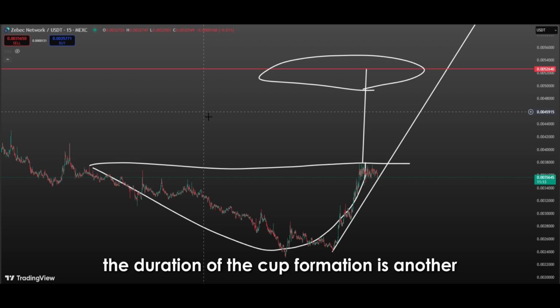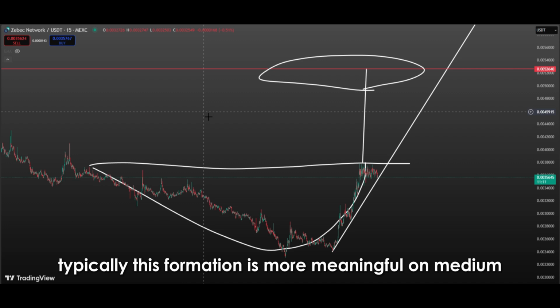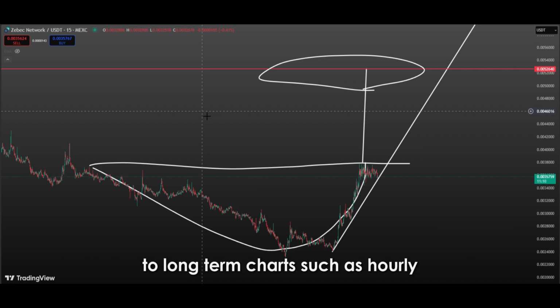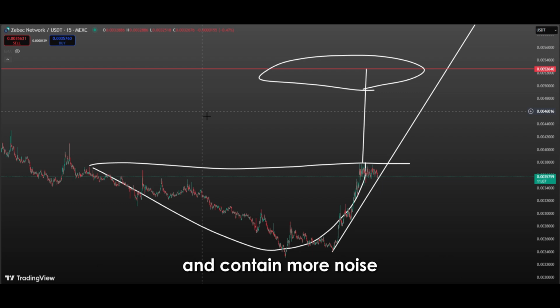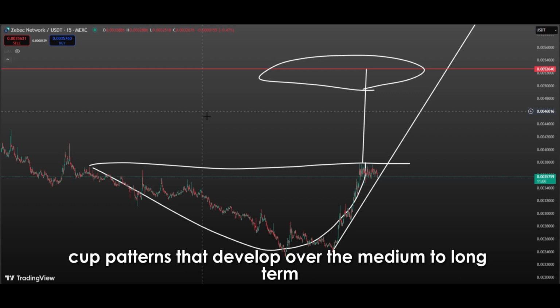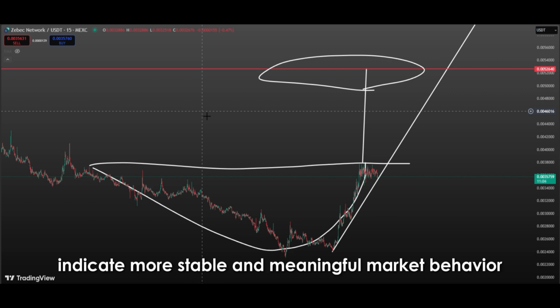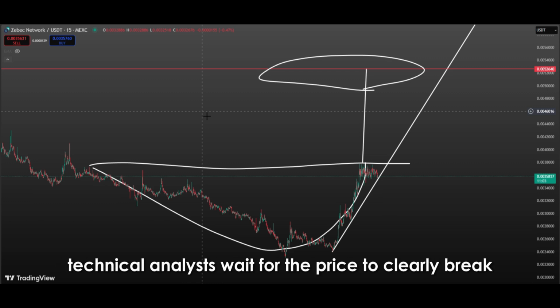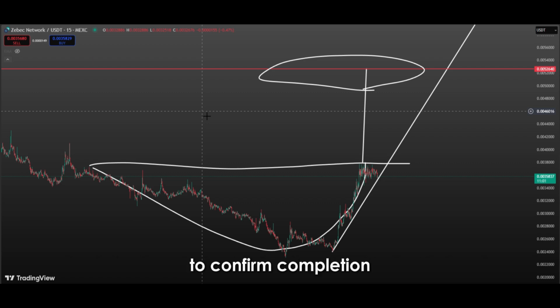Additionally, the duration of the cup formation is another important factor in analysis. Typically, this formation is more meaningful on medium to long-term charts, such as hourly, daily, or weekly timeframes. On shorter-term charts, cup formations can form much more quickly and contain more noise. Cup patterns that develop over the medium to long term, on the other hand, indicate more stable and meaningful market behavior.